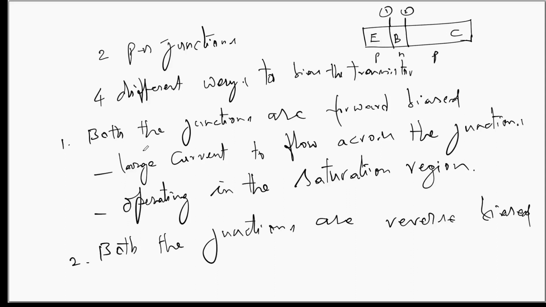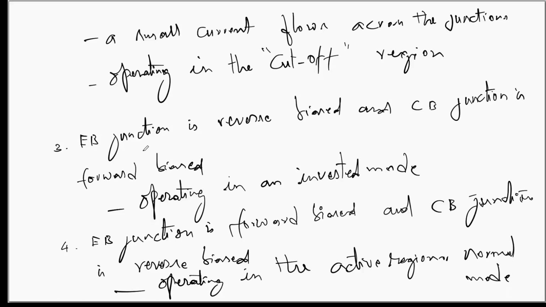The second possibility is both the junctions are reverse biased. When both the junctions are reverse biased, a small current flows across the junctions. This operating condition is called cutoff region.